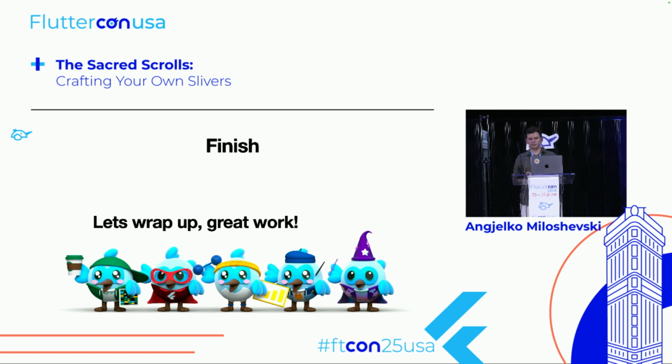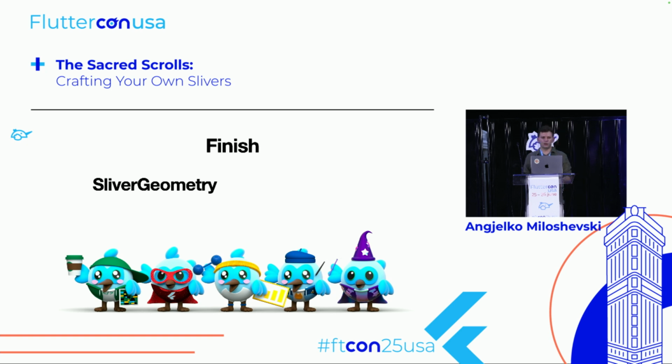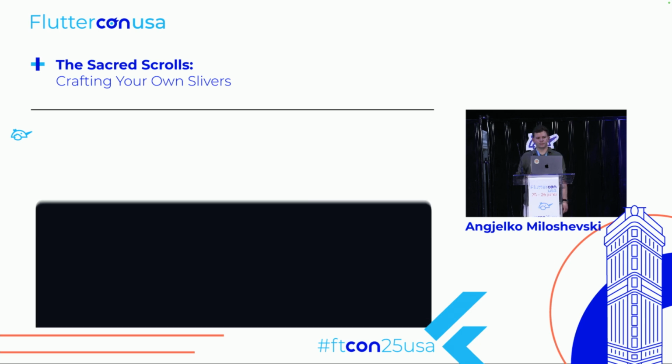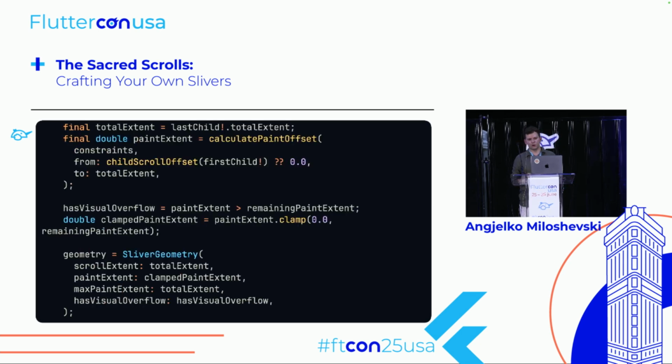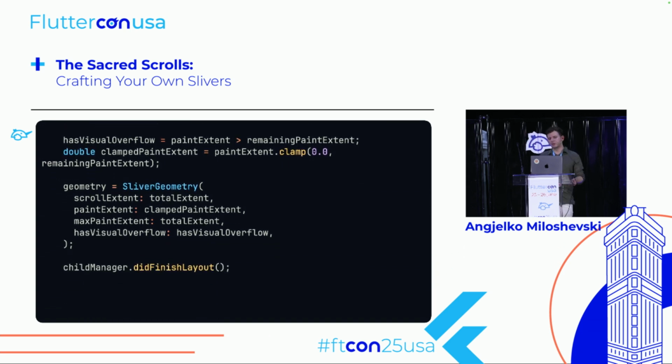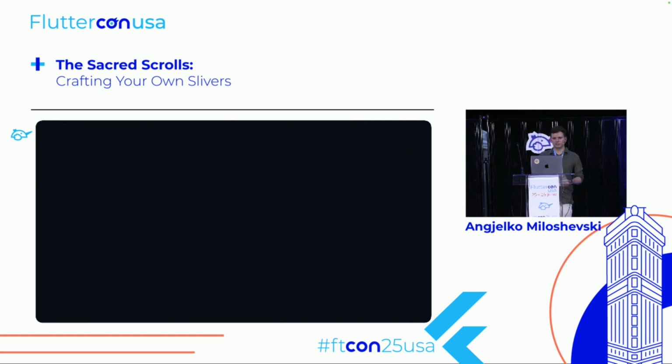And yeah, great work. To wrap up, here we use again the sliver geometry as I mentioned. And we call the did finish layout method of the child manager to let it know, okay, we are done. Here is a code on how that will look like. So we are setting the geometry, we are setting the scroll extent, the paint extent, the max paint extent, and even the has visual overflow. And we call the did finish layout.